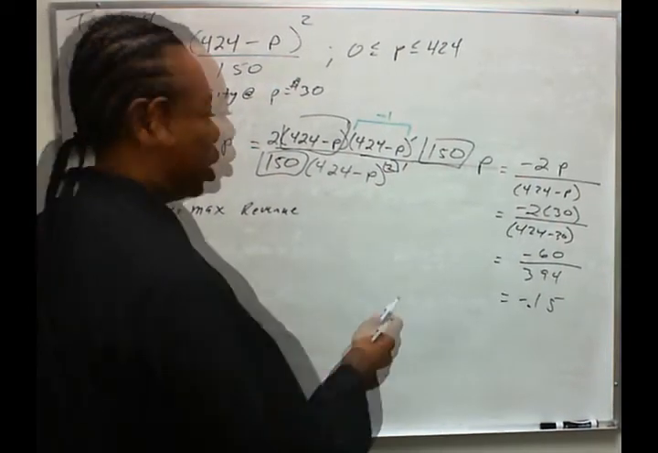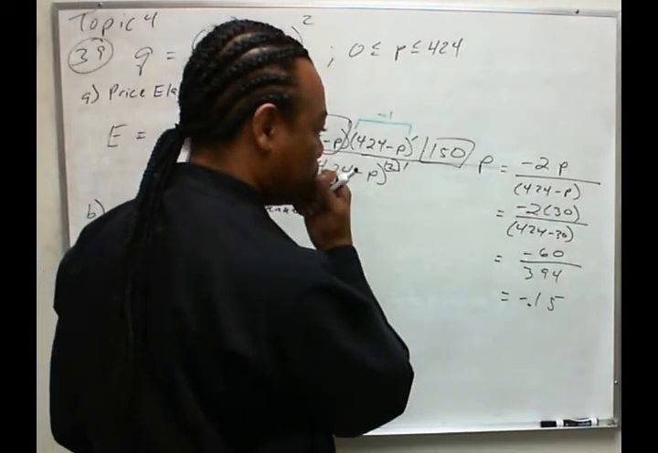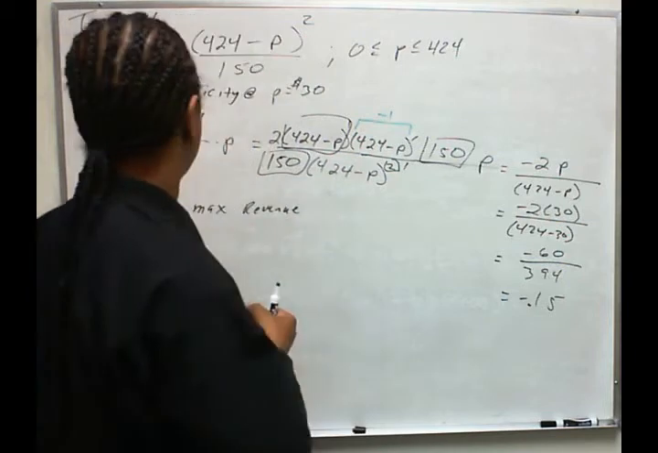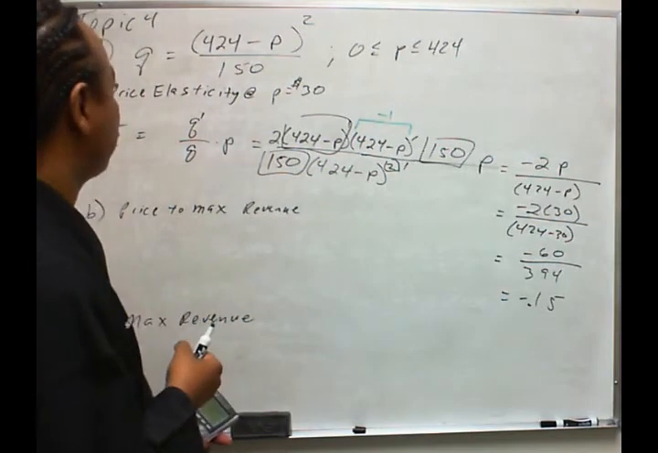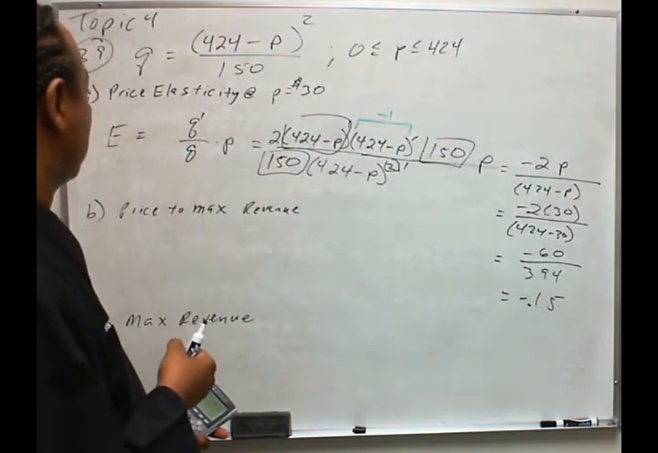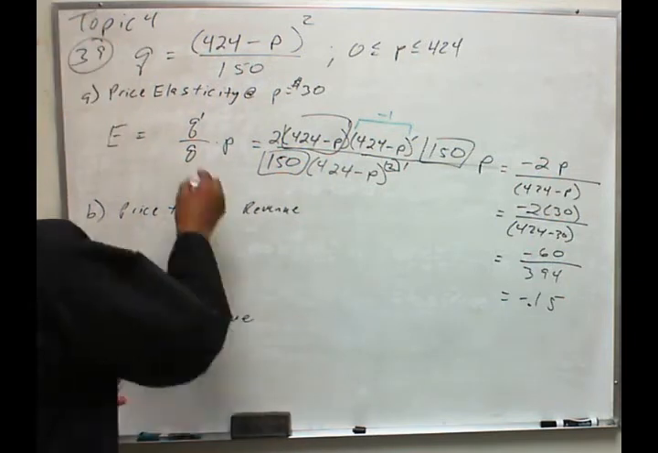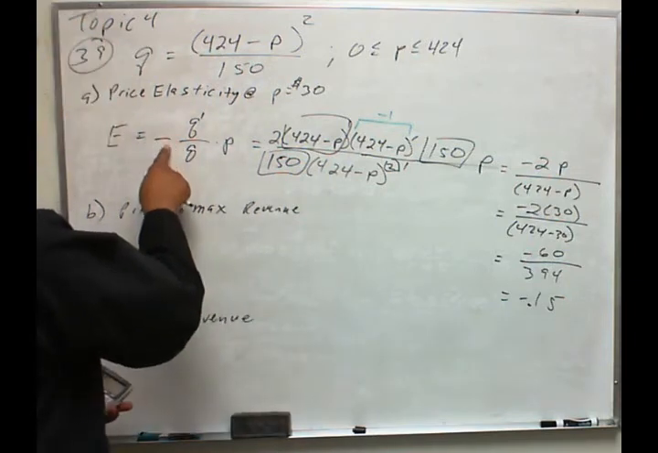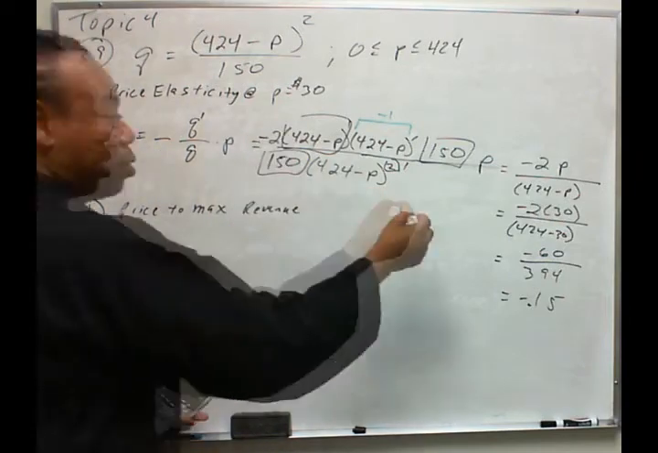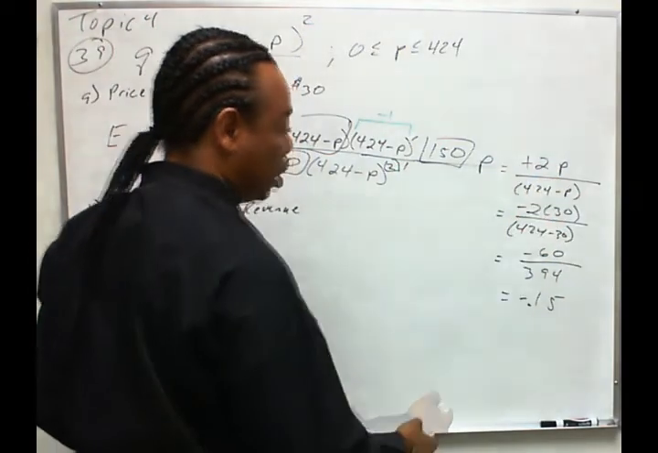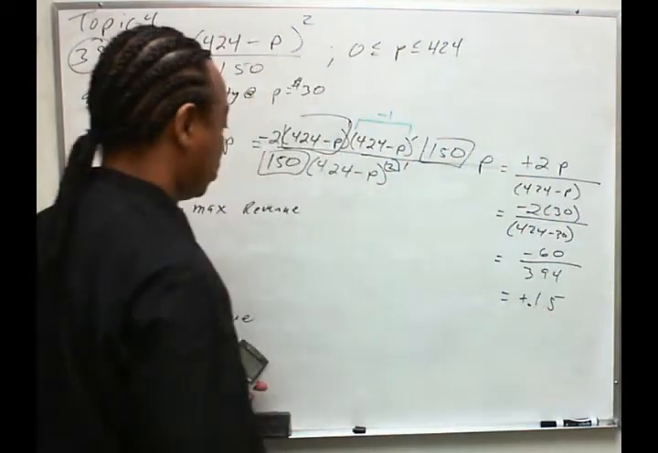Well, it should be positive here. Let's see, where did I lose a negative? Oh, I lost a negative early on. I never included the negative in the whole problem altogether. So negative there makes that positive, and this will be a positive 15 cents.